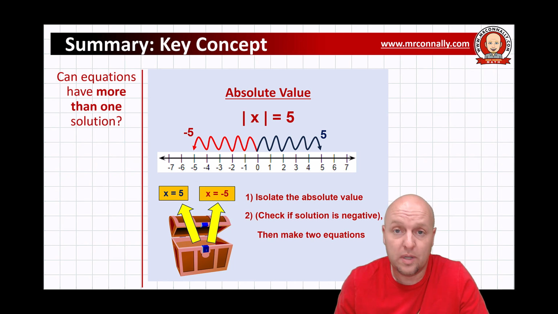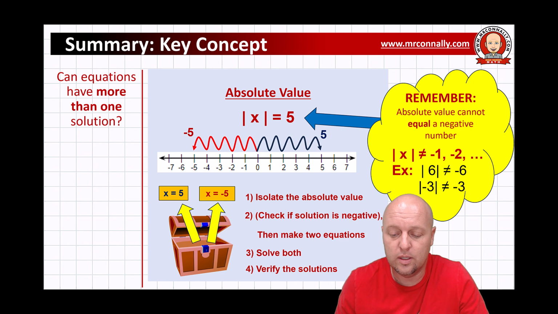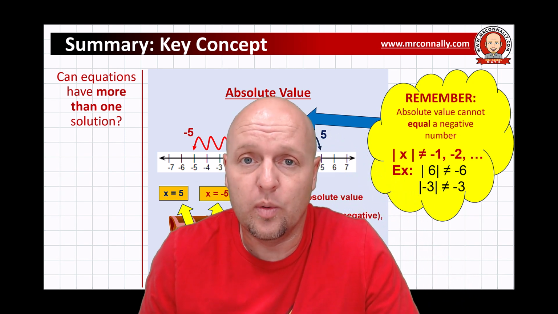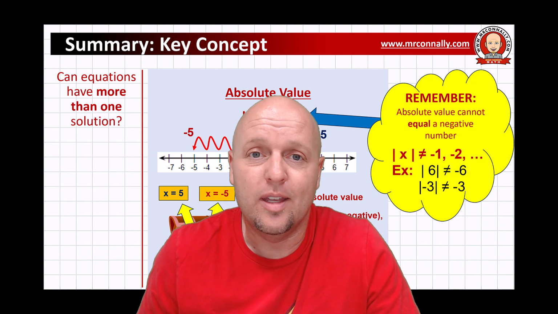If it is a positive answer, then we can make two equations, solve them both, and verify the solutions to get our answer. Don't forget to verify at the very end, because that can save you on a no solution situation. And lastly, don't forget the overarching concept that absolute value cannot equal the negative number. Because of that, that means that the absolute value can either have two answers or no solution. So remember what you've learned. If you need anything, please let me know.